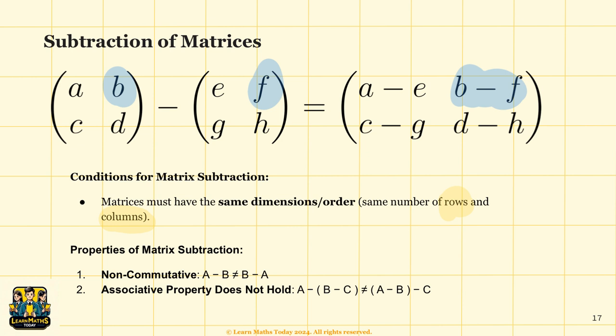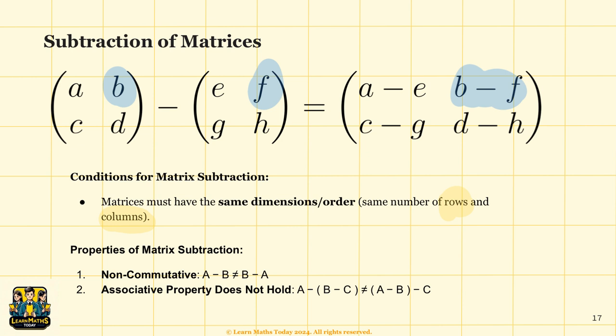There are two important properties to remember about matrix subtraction. Firstly, it is non-commutative. A minus B is not the same as B minus A. And matrix subtraction does not follow the associative property. This means that if you're subtracting three matrices, the order in which you subtract them matters.